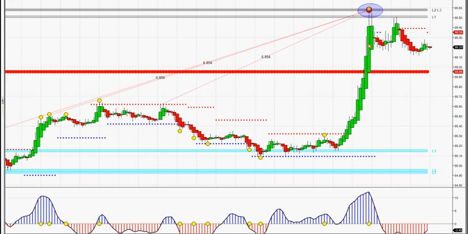So this is an artificial push up in the market. And what they do is they take all the stops out and then they just reverse the market back down with overall trend direction.